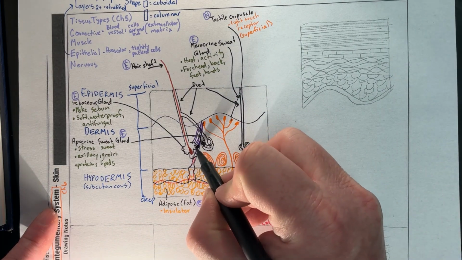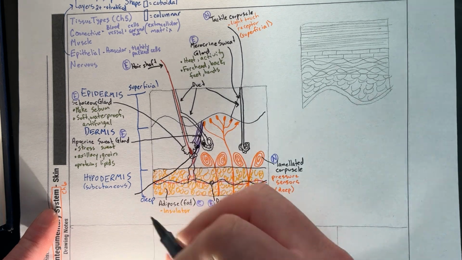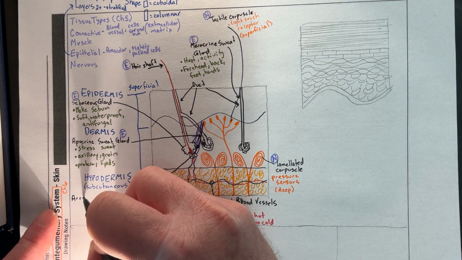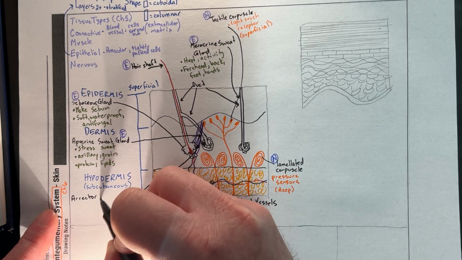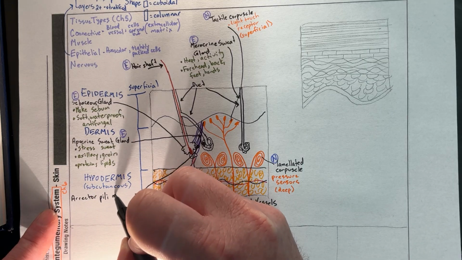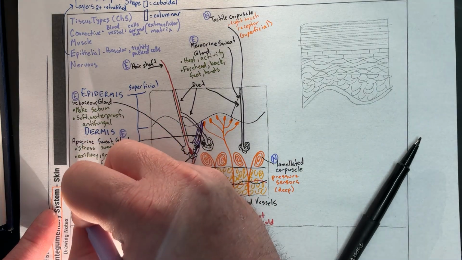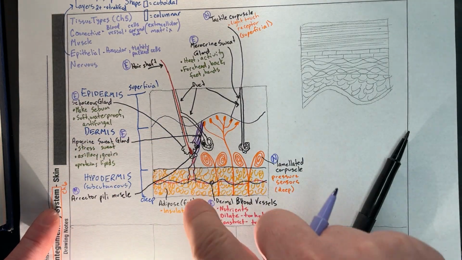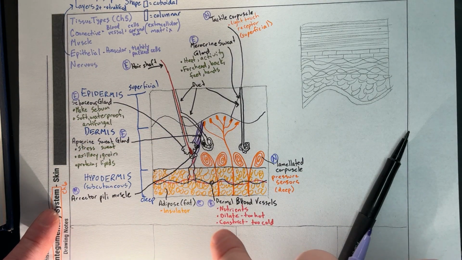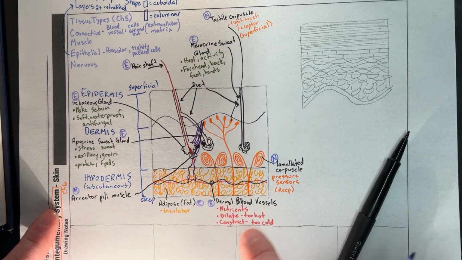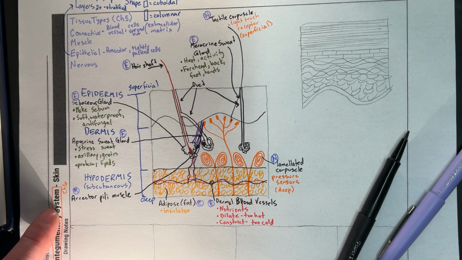And now this muscle tissue right here, I'm going to write about it down in this space. So let me put a label here. We're going to go all the way down here. And this is called an erector pili muscle. And obviously that's a muscle tissue. So now we've got all of the tissue types. We've got connective tissue, muscle tissue, epithelial tissue, and nervous tissue, and a couple of examples of some of them.